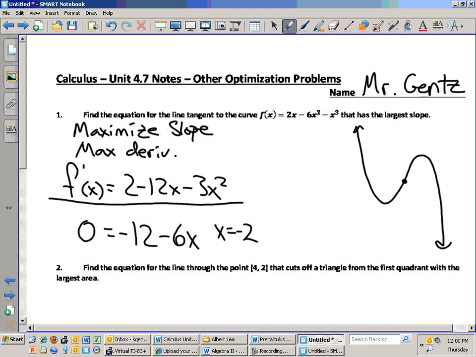I need to write an equation for a line. What do I need to write an equation for a line? M and a point on the line. How will I find M? What's going to tell me the slope at that spot? The derivative evaluated at negative 2. Let's plug in negative 2 to the first derivative. 2 minus negative 24. So 2 plus 24 is 26 minus 12. 26 minus 12 is 14, that is my slope.